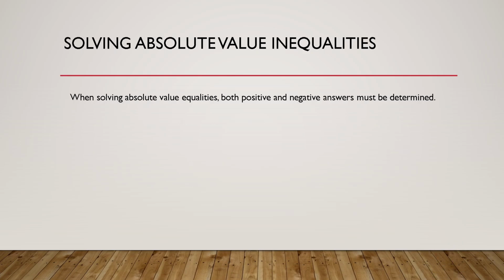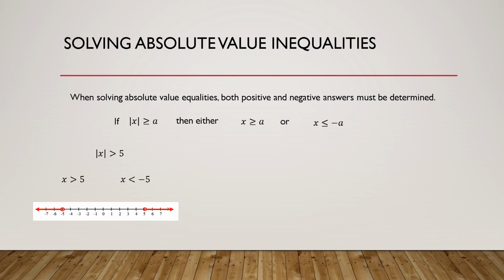Just as with equations, when solving absolute value inequalities, both positive and negative answers must be determined. If the absolute value of x is greater than or equal to a, then either x is greater than or equal to a, or x is less than or equal to negative a. Note that when taking the negative half of the absolute value solution, switch the inequality sign. For example, if the absolute value of x is greater than 5, then either x is greater than 5 or x is less than negative 5. This can be expressed on a number line as follows.